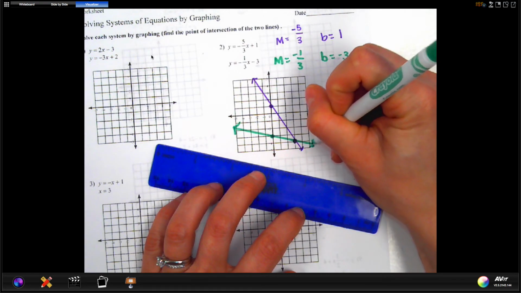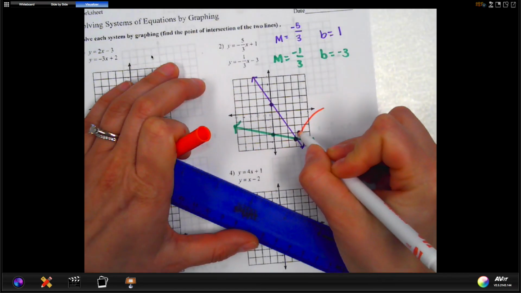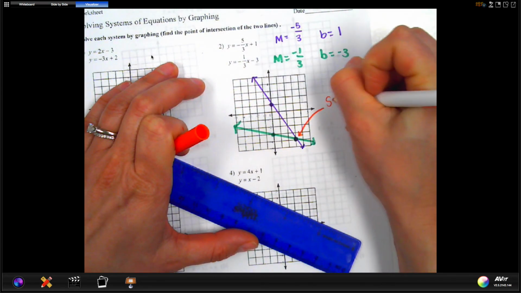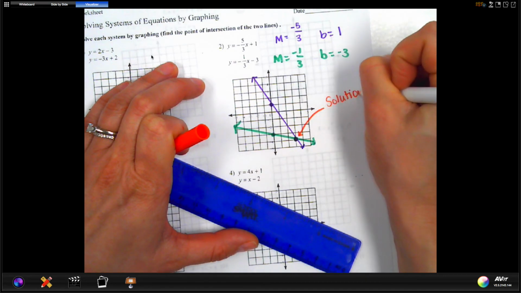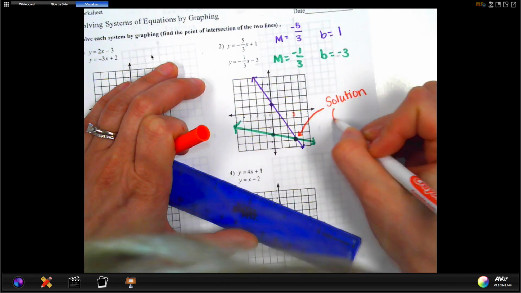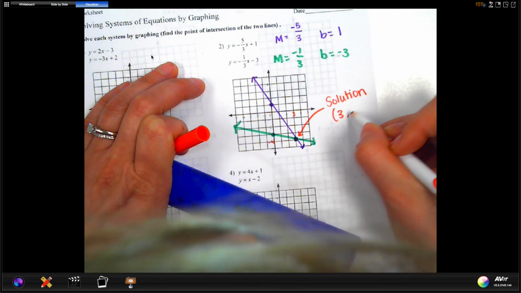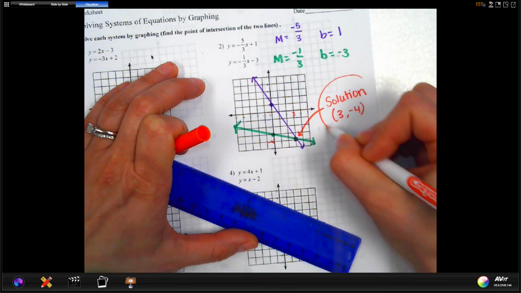And our solution now, our final answer, is where they cross. So this right here is where they cross. So our solution is this ordered pair. So this ordered pair is 3 to the right and -4 down. So that is our solution.